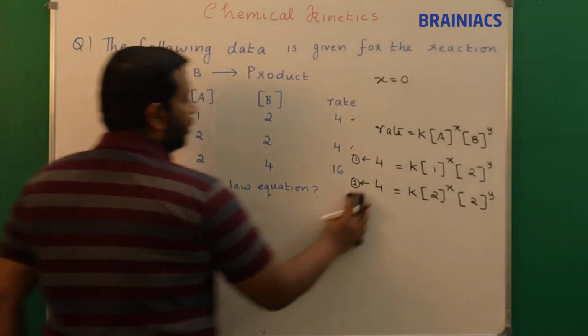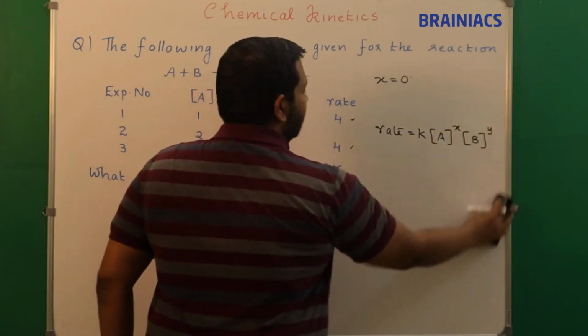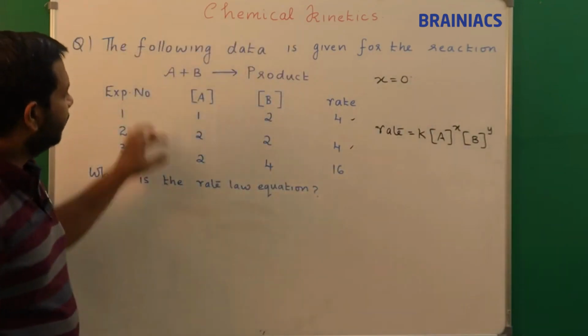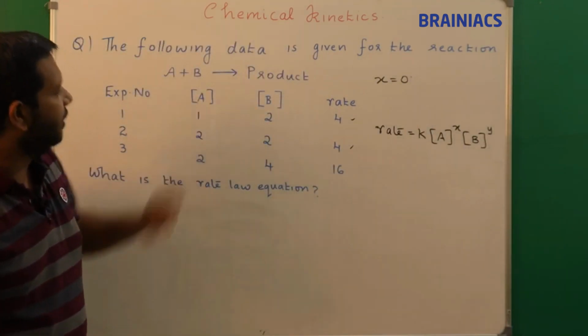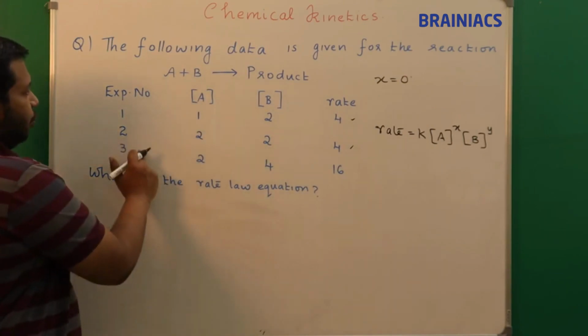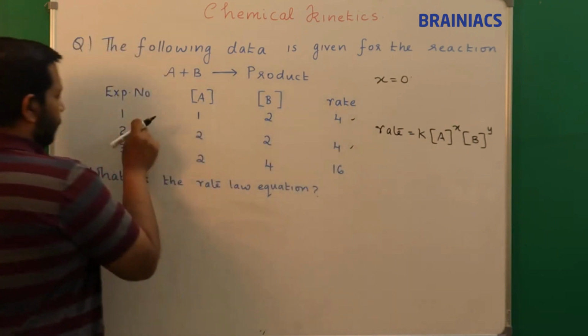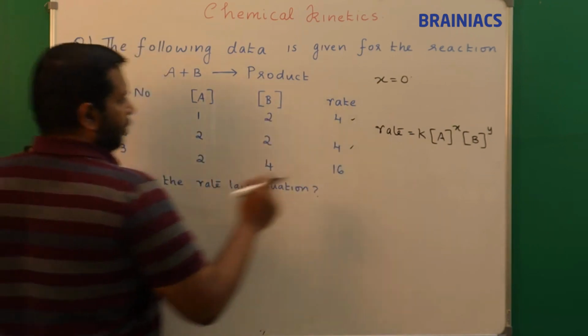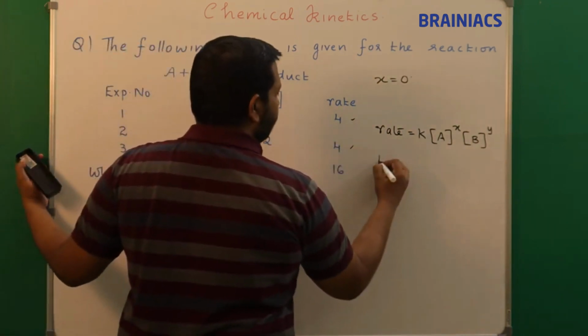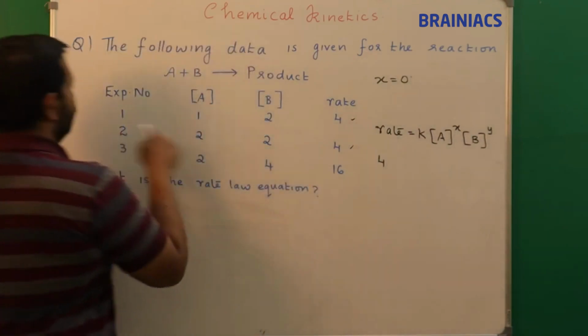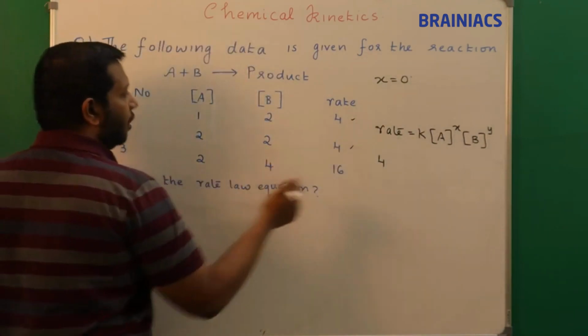Okay. So here one change I am going to make. Now I need to fix the value of A to identify B value. So I know that in experiment 2 and 3 A value is fixed. So let me apply experiment 2 and 3 over here. So rate at that point of time is 4.